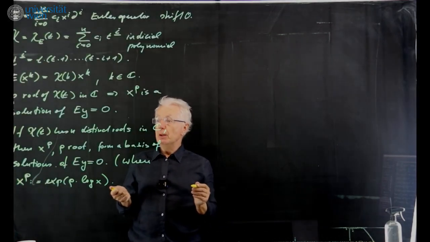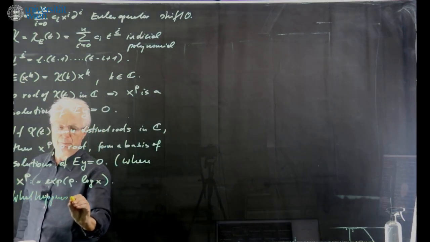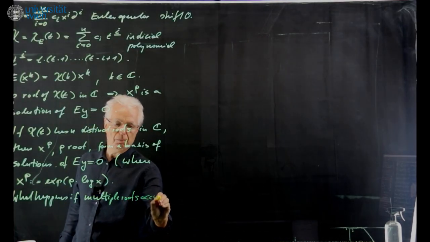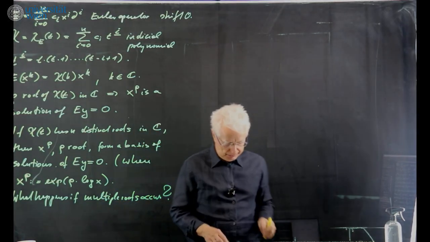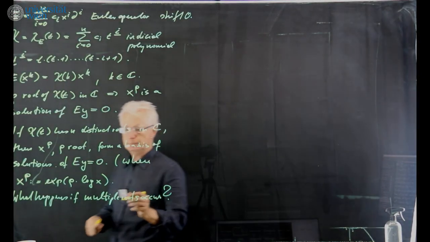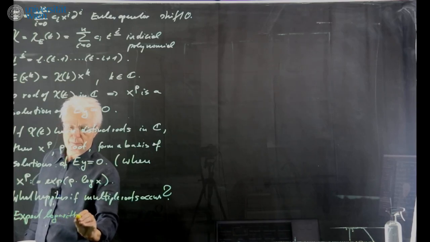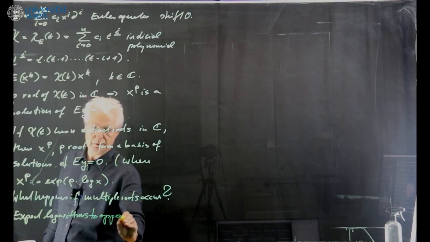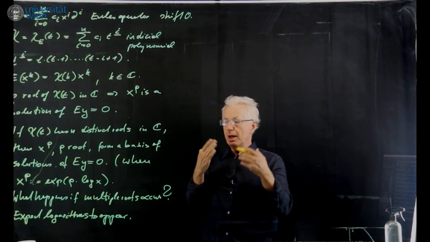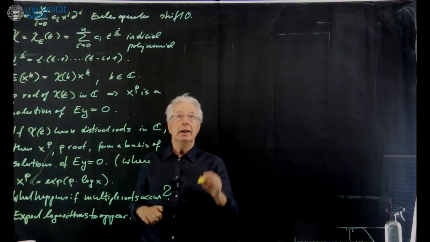So the interesting case is when we have multiple roots. So what happens if multiple roots occur? The many examples I have given you already indicated that logarithms will appear. Expect logarithms to appear. Actually, powers of logarithms, but it's not clear a priori what powers will appear, how many logarithms will appear, will they correspond to all roots, and so on. And this is the program of today.